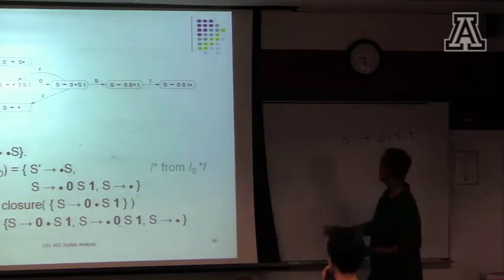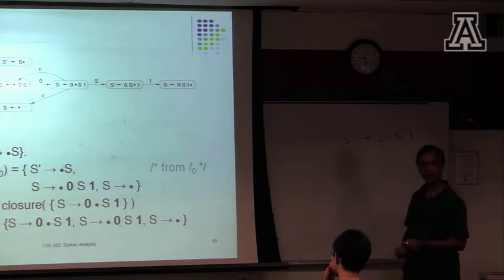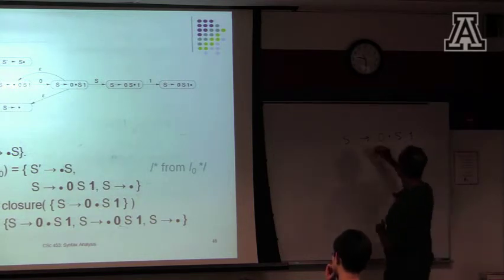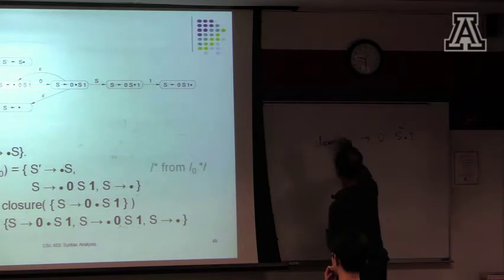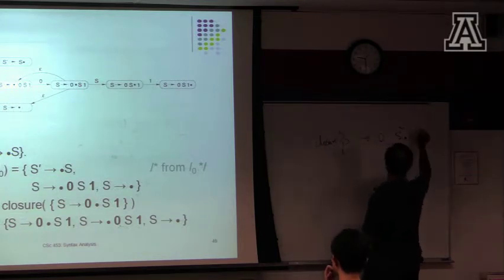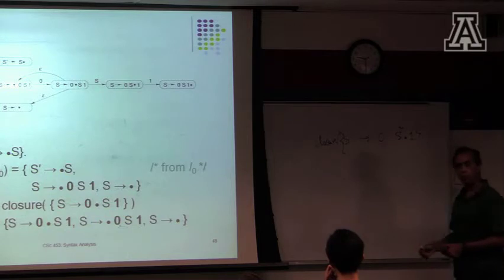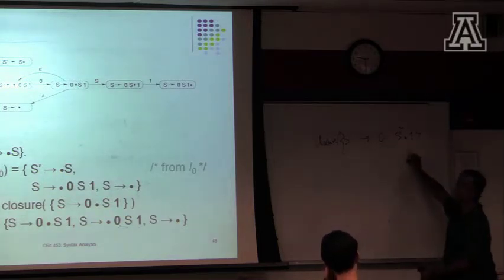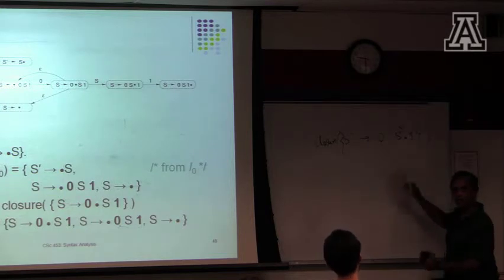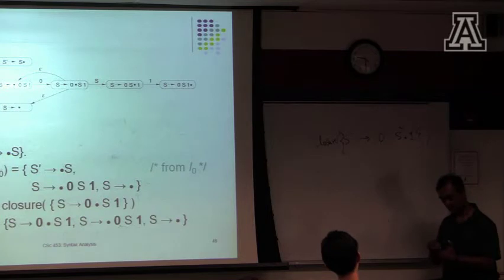let's suppose I've seen something that S can derive. What's the next state? Well, I pick this item up, I walk the dot across. So now I have this, and I compute closure of that set. Well, what the closure does is if there are any non-terminals to the right of the dot, it throws in additional productions for those non-terminals. This is a terminal. So nothing new gets added. Okay.